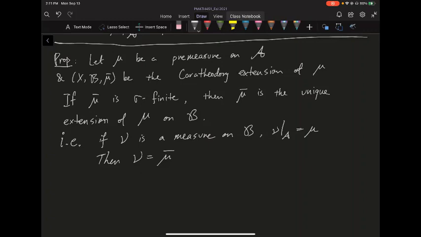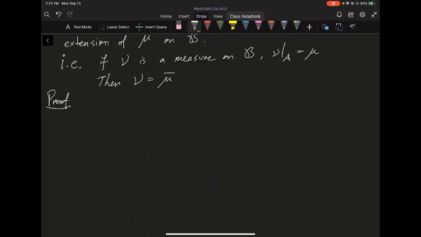So in this proposition, we're going to show that if your Carathéodory extension is actually sigma finite, then it is the unique extension of your pre-measure. In other words, if you have another measure ν on the same sigma algebra that extends your pre-measure, so that when you restrict ν to your original algebra you get the pre-measure μ back, then this new measure has to be the same as the Carathéodory extension μ bar. All right, let's try to prove this fact.